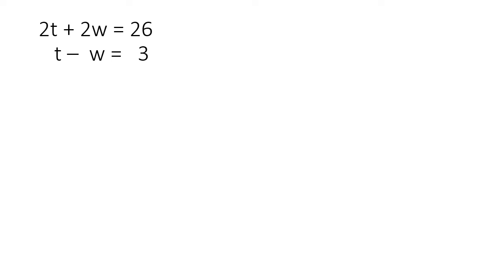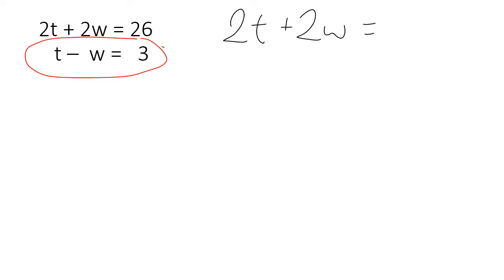So we know from last week too that when we multiply or add or subtract anything to one side, we have to do it to the other, and that's going to be property of equality. So the way that we are going to be able to solve this problem is we need to scale up this equation. So I'm just going to go ahead and write 2t plus 2w is equal to 26 here, but this t minus w equals 3 isn't going to be useful for us when we want to add or subtract.